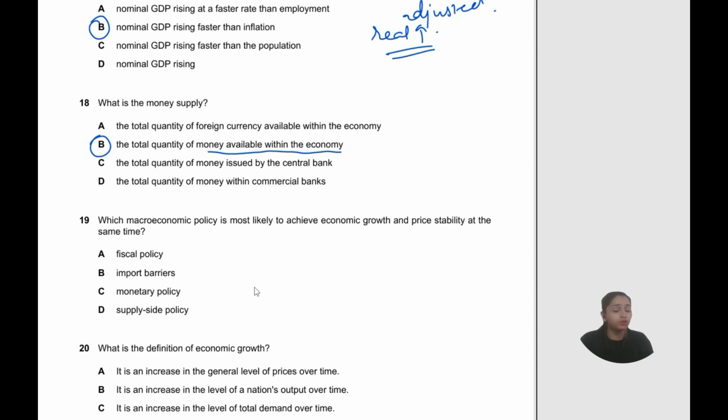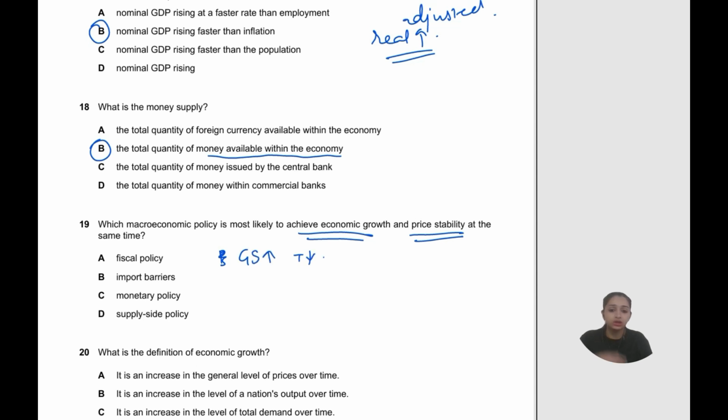What macroeconomic policy is most likely to achieve economic growth and price stability? They want both economic growth as well as price stability. Now, if we speak about fiscal policy, you are going to increase consumer spending and reduce taxation. Now, this will result in the money supply increasing, obviously increasing the economic growth. But here there is no price stability because people will have more money to spend, more disposable income, and so the prices are going to rise. So A is not an option.